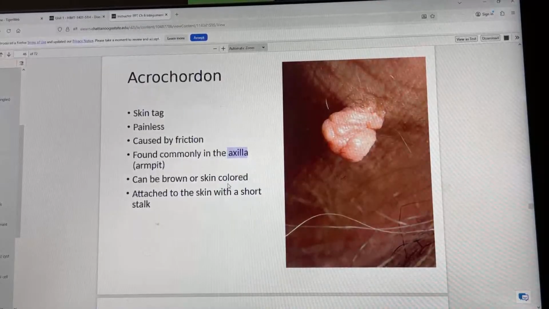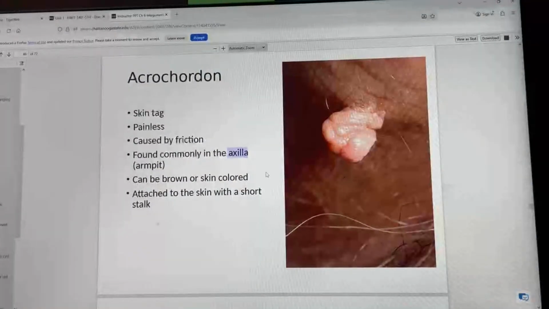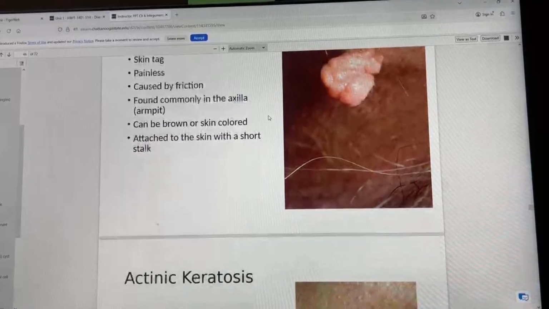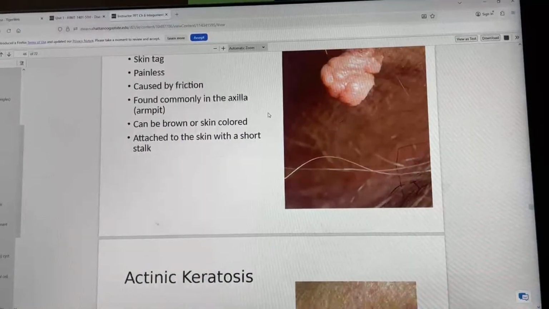They can be whatever skin color your skin is. They're attached with a short little stalk, and like I said, you could tie dental floss around it. I feel like that would hurt though, because it takes a while to cut off the blood circulation, whereas the cryosurgery, the freezing, is just instant. But yeah, there's nothing wrong with them. It's just a cosmetic issue. For me, it was just annoying because of where it was. It was hard to shave.